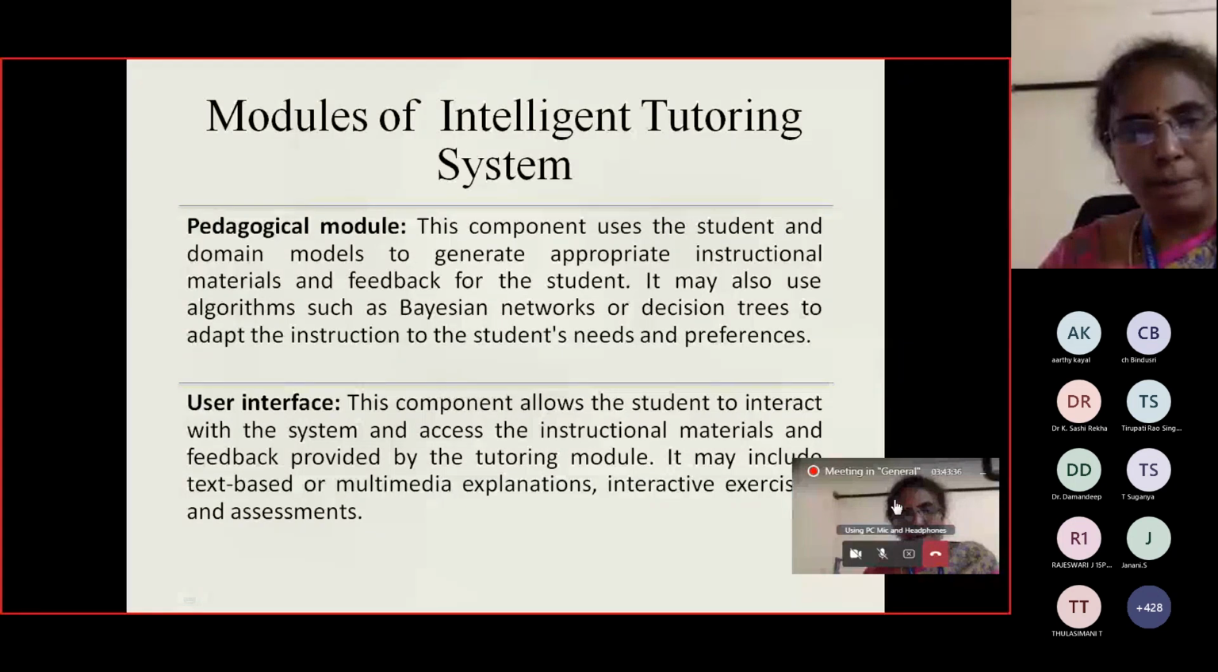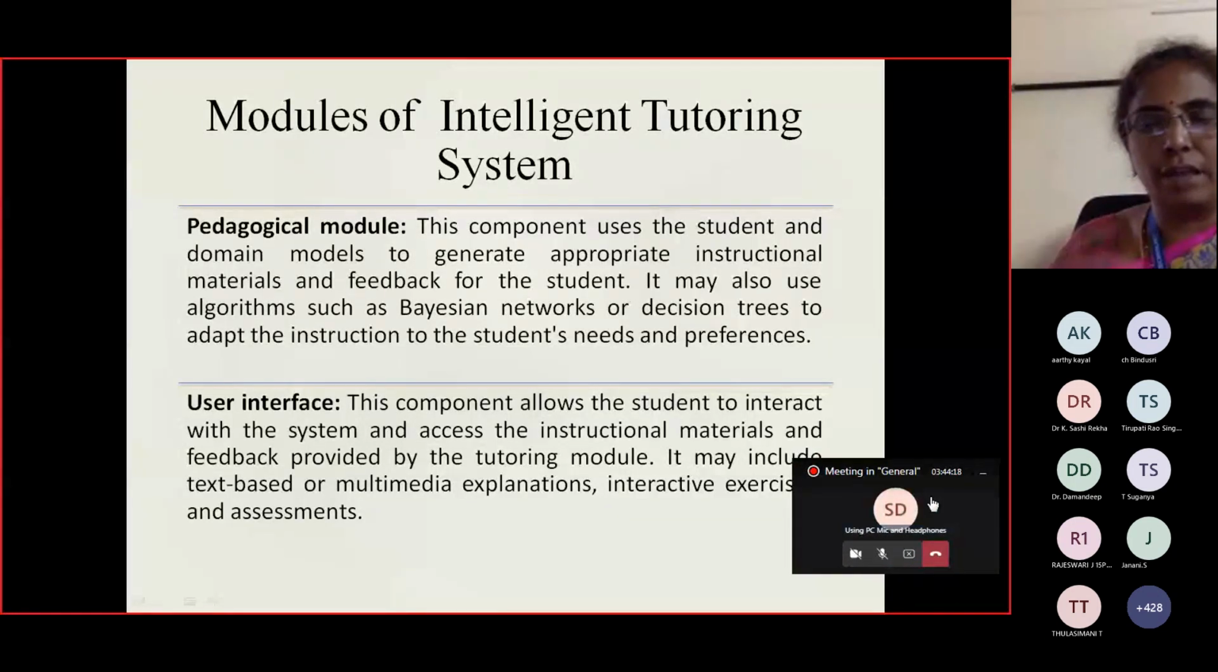And there's a module called the pedagogical module. That is how do we teach the student. That is what teaching material should be provided to the student, and that depends upon the understanding of the student, the performance of the student. The understanding of the student will be available in the student module. The material that should be taught to the student is available in the domain module. So this pedagogy module is going to interact with both the student module and the domain module.